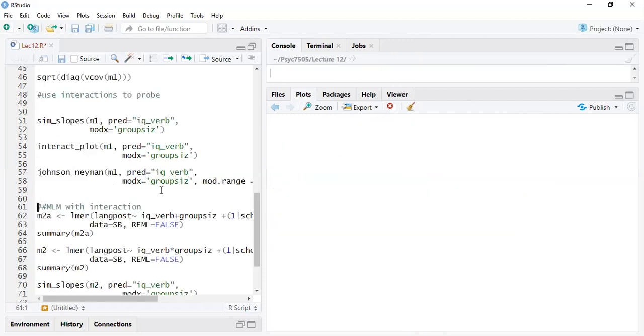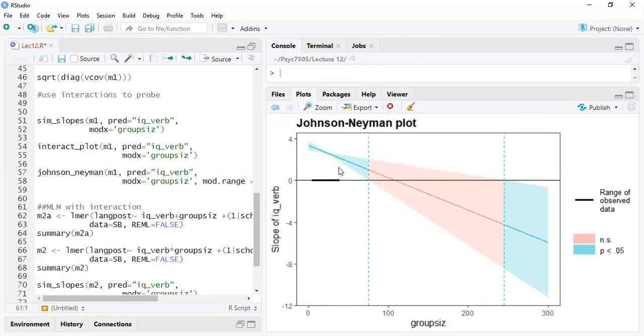And the reason I do that is if I look at my plot that way, now what we see is here's where simple slopes are significant. Between these two values, about 74 and 226, the simple slope is not significant. And that is because that value of 0 is in between the confidence intervals, and then it becomes significant again.